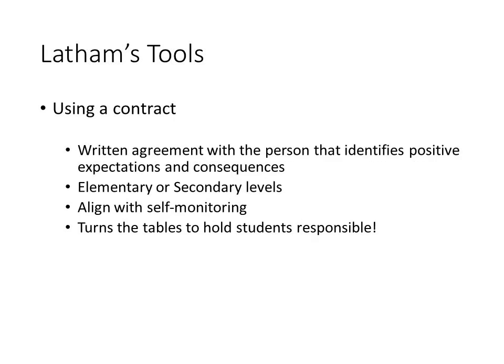Using a contract. When you use a contract, this is a written agreement with the person that identifies positive expectations and consequences. It can be used in elementary or secondary, and it aligns to self-monitoring. It turns the tables on the student to hold them responsible for their own actions.